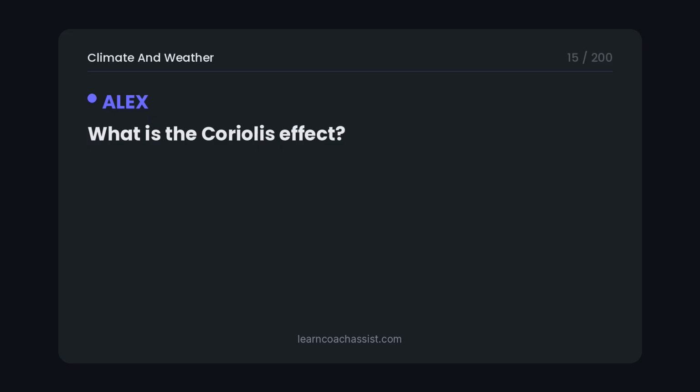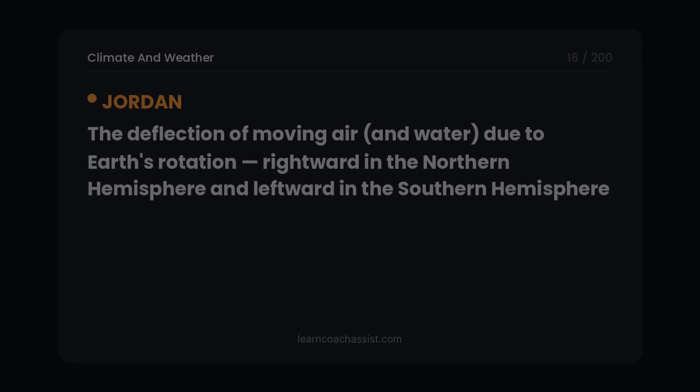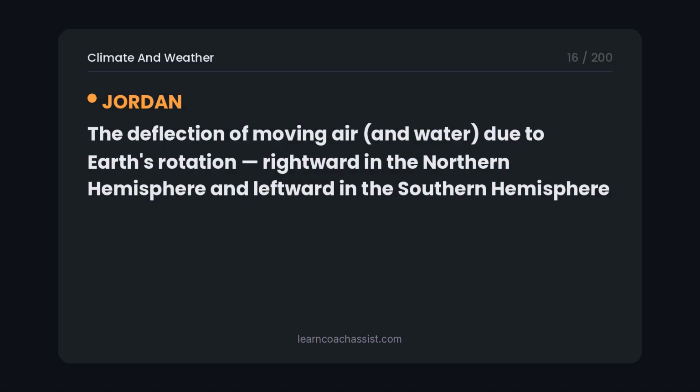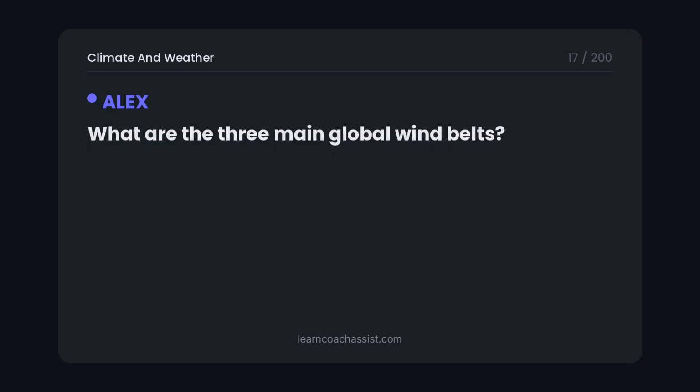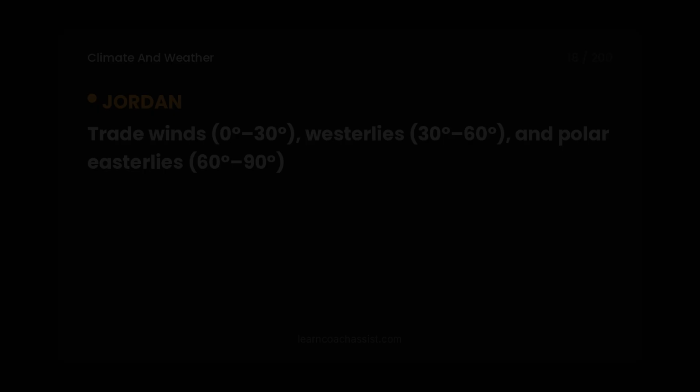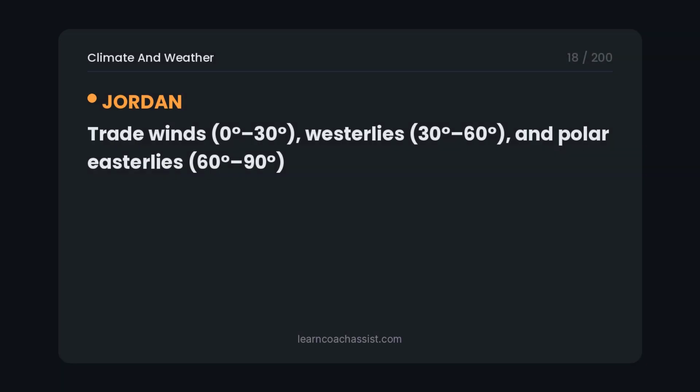What is the Coriolis effect? The deflection of moving air and water, due to Earth's rotation, rightward in the northern hemisphere and leftward in the southern hemisphere. What are the 3 main global wind belts? Trade winds 0 to 30 degrees, westerlies 30 to 60 degrees, and polar easterlies 60 to 90 degrees.